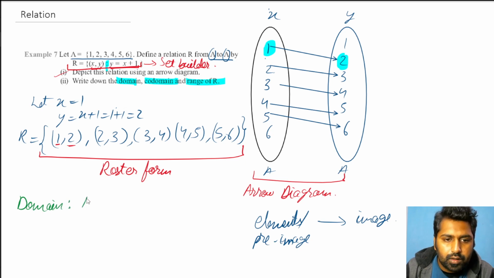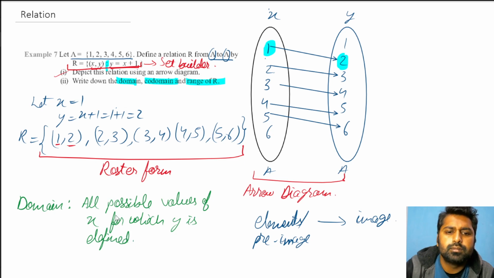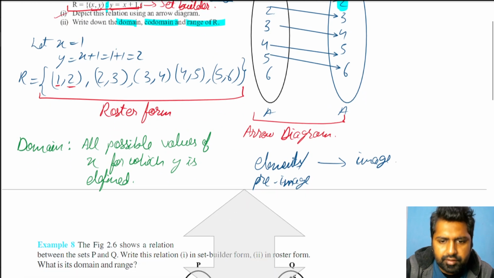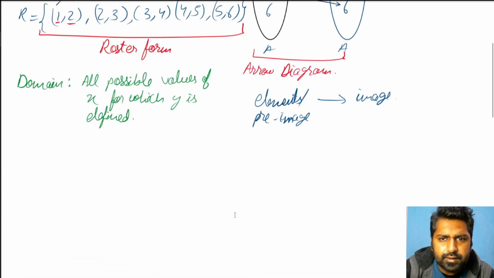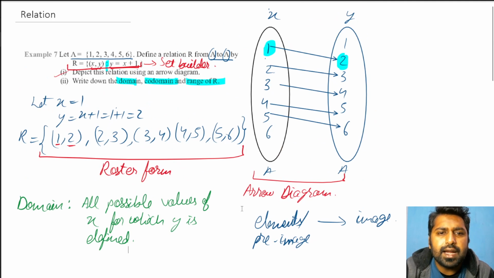Domain are all possible values of x for which y is defined. Simply put, I have defined it in terms of x and y, so you can easily understand this. It's saying all possible values of x for which y is defined. Y is defined means there should be a y that is existing.